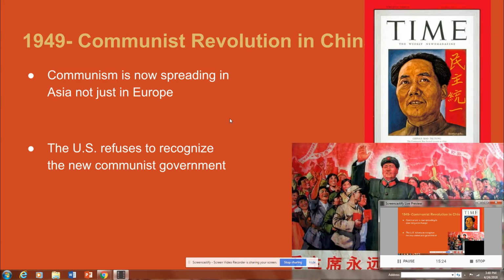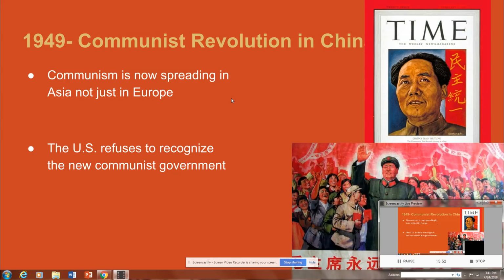The first is the Communist Revolution in China. The Communist Revolution creates China as a communist country, and one of the largest countries of the world is now communist. An Asian country is now communist, and it seems like communism is now spreading through Asia.